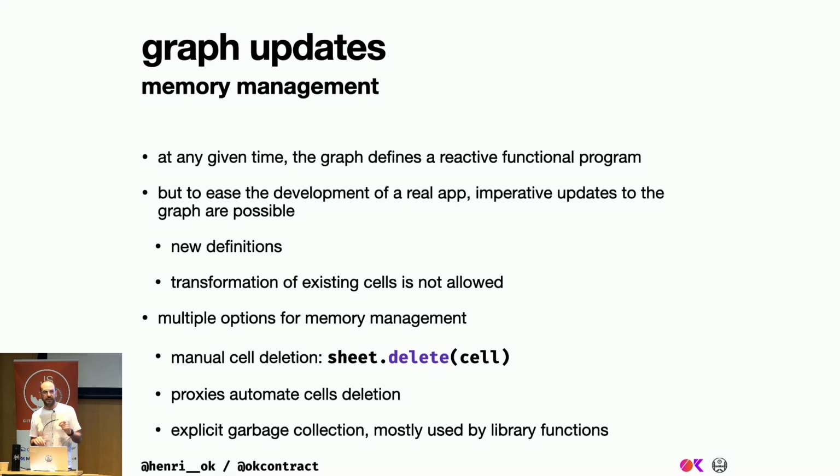And memory management is something that I will dig into because it's semi-automatic, and we can't do more. So you can delete a cell manually if you want, with its subgraph, possibly. But we have a feature that I'll present just next, proxies, that automate the deletion of subgraphs, basically, which are attached, for instance, to a graphical component. And we also have garbage collection, but it's explicit. When you're building the library function mostly, you can explicitly tell that you don't need a cell anymore, so it will be garbage collected.